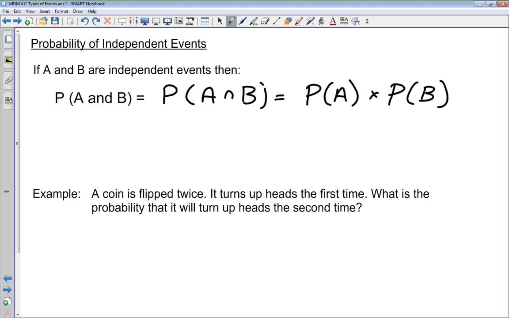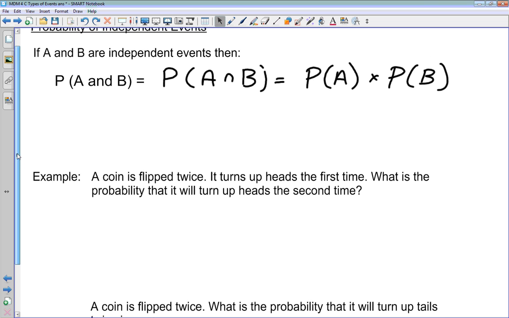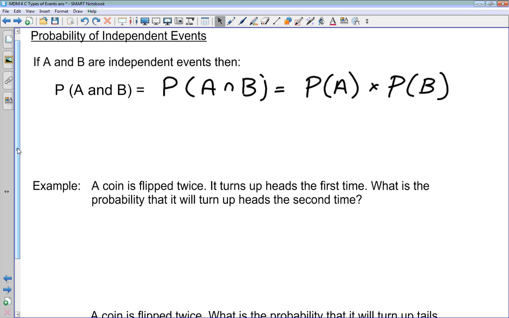This shouldn't be too surprising. It's basically the fundamental counting principle that we've been working with since unit number 1. If we wanted the number of things, we just multiply them together. It works the same way with probabilities. So, for instance, here we've got two questions. First one: a coin is flipped twice. It turns up heads the first time. What is the probability that it will turn up heads the second time?